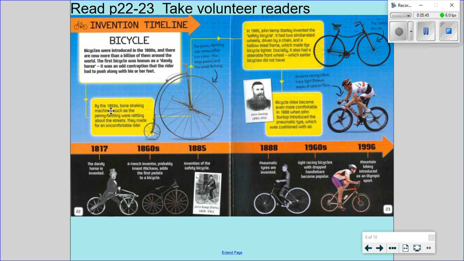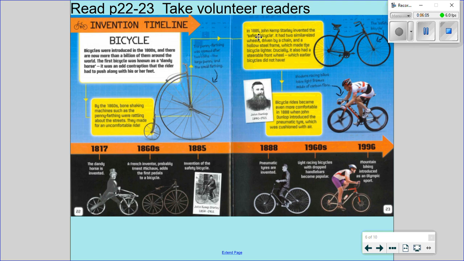So by the 1860s, bone-shaking machines such as the penny farthing were rattling around the streets. They made for an uncomfortable ride. I'm not surprised, look at it. The penny farthing was named after 2 coins, the large penny and the small farthing.